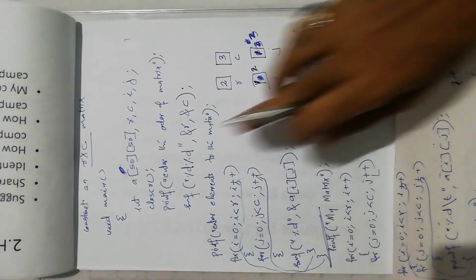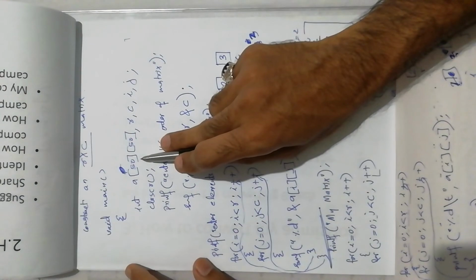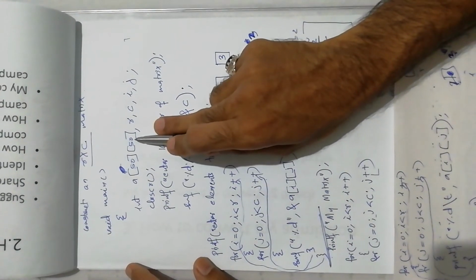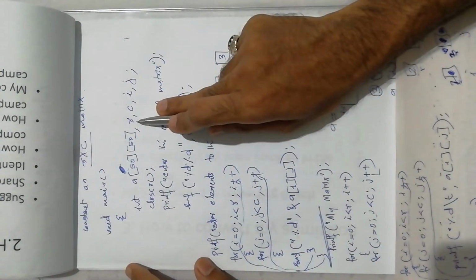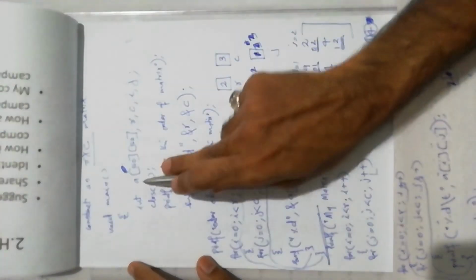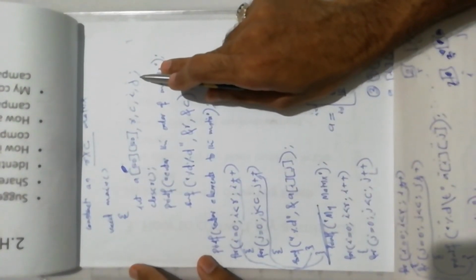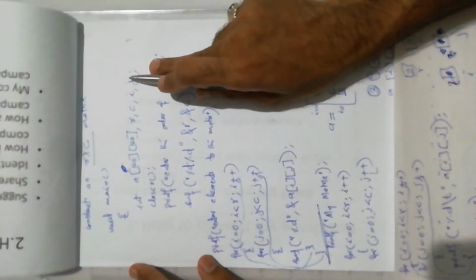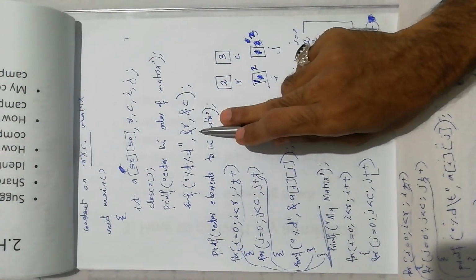Up to here it is common. First of all, we need to declare the matrix a of 50 by 50. R is the number of rows, C is the number of columns, I is the row index, J is the column index. These are the minimum requirements for a matrix. These minimum variables are needed.